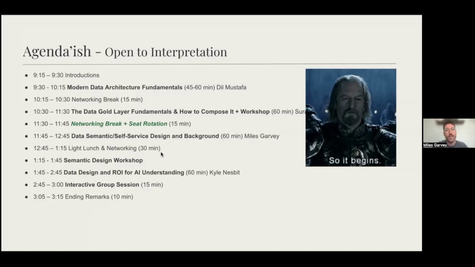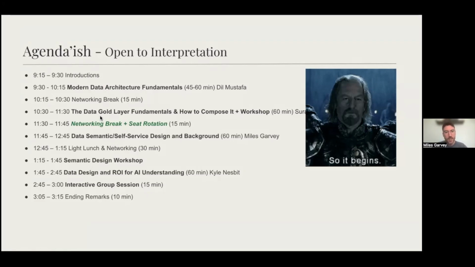But what we're trying to do in this workshop is help you understand how to get there to the gold and then work off the gold to build everything else. We will talk about the silver and bronze within the modern data architecture, but it won't be as in depth as the gold layer in semantic.